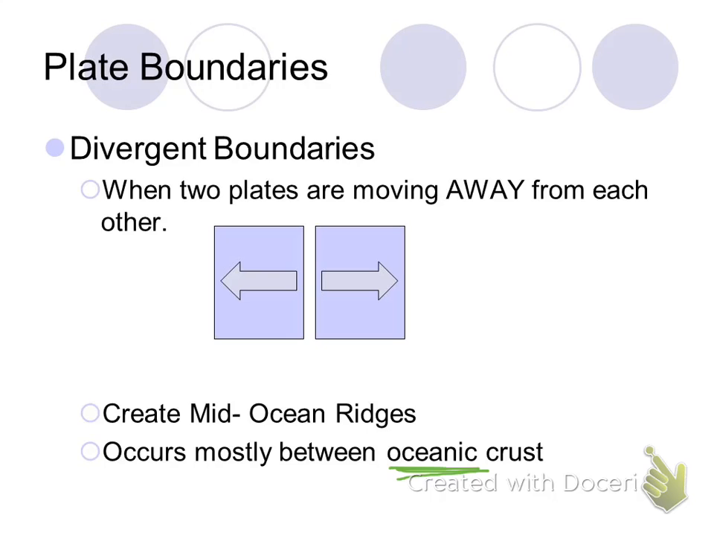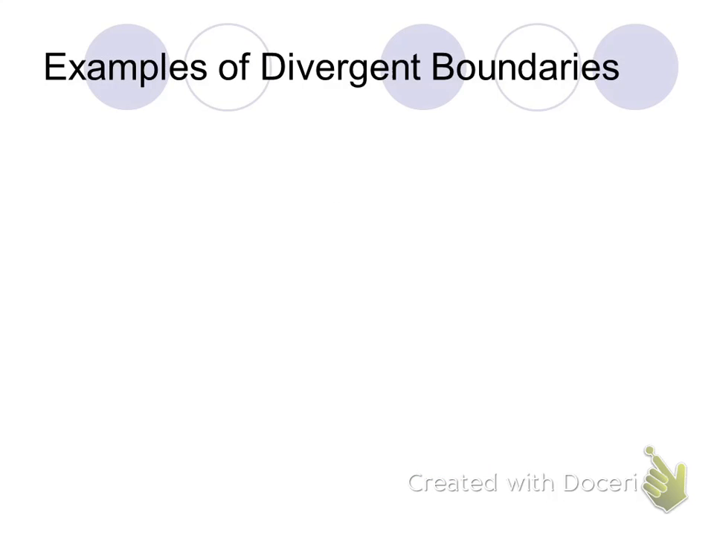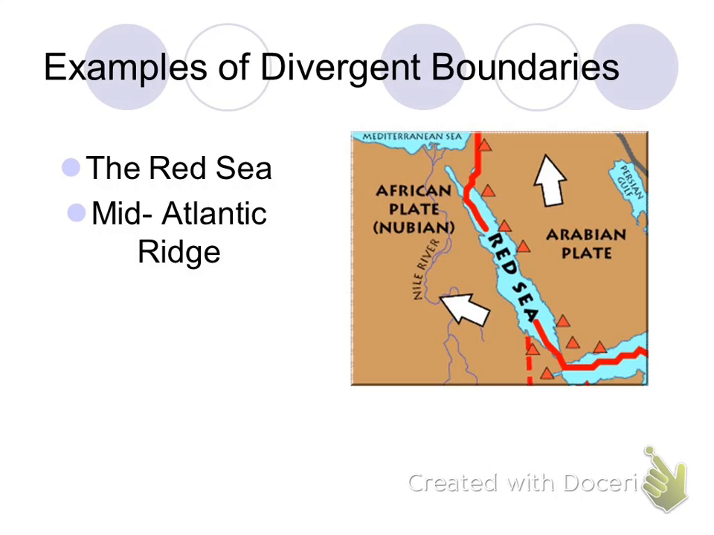Okay. And so if we were to take a field trip, if we were to load into Miss Wilson's Magic School Bus, and take a field trip to a mid-ocean ridge and to a divergent boundary, there are 2 places that I'd like to go. They're not the only 2 examples of divergent boundaries, but there are 2 examples that you're going to put in your notes. We've got the Red Sea and the Mid-Atlantic Ridge. All right, so 2 examples.